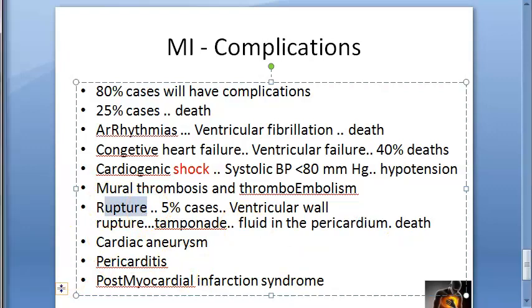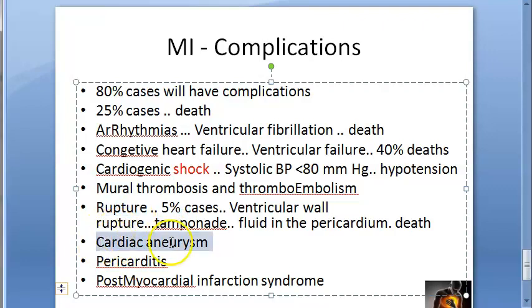Then other sites of rupture of the heart will be the intraventricular septum, rupture of the papillary muscle, rupture of any of these sites usually within the first week, and it's going to be fatal.